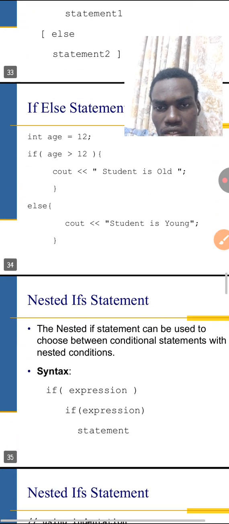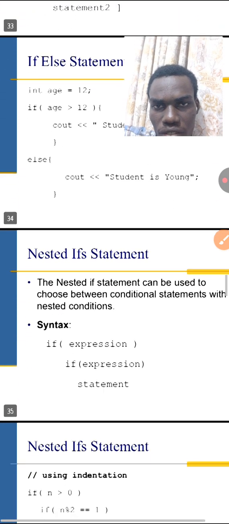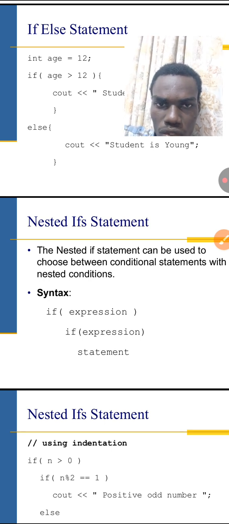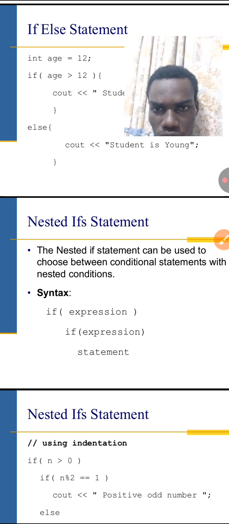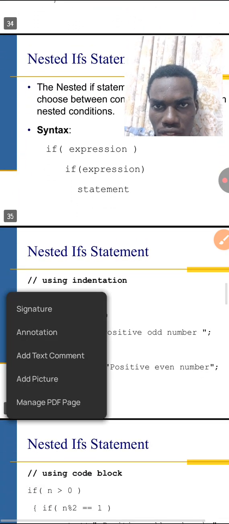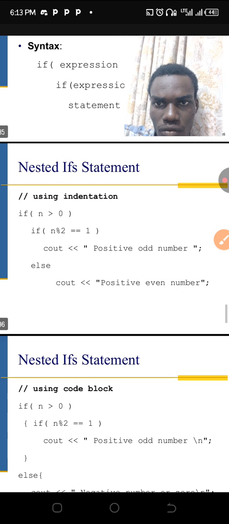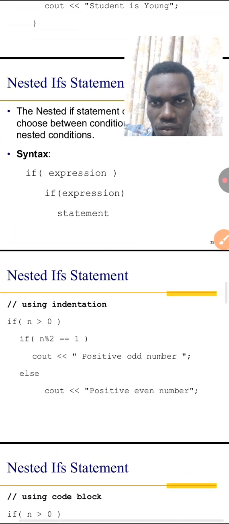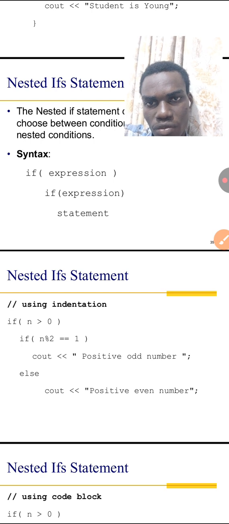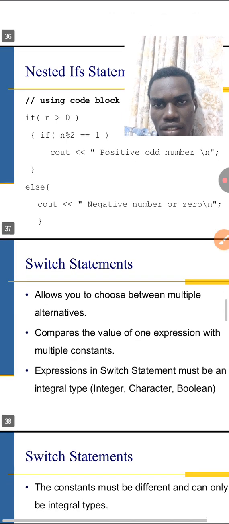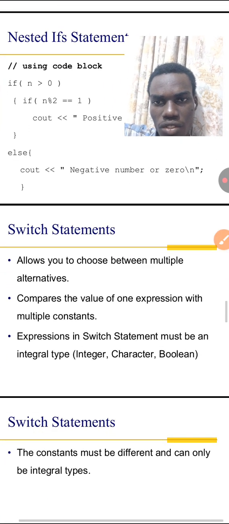Now let's look at the else-if statement. The else-if statement can be used to choose between conditional statements with multiple conditions. So we have the if, and then there's another if with an expression, and then the statement comes after.